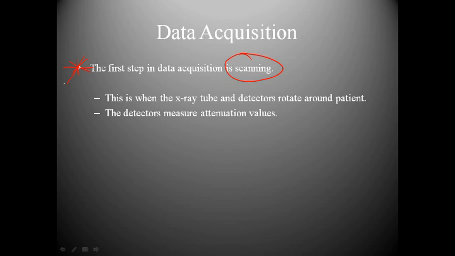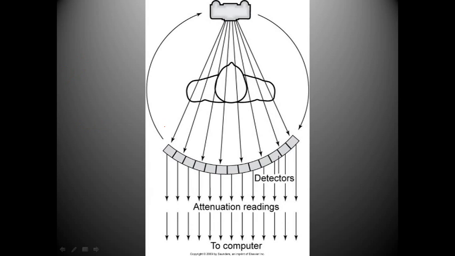This is when the X-ray tube and detectors rotate around the patient, and then X-ray photons are emitted, and the detectors measure attenuation values. So this is very important that the X-ray detectors or the CT detectors measure attenuation values. Without this measurement, CT becomes null and void because you're emitting X-ray photons without having the ability to actually determine what is going on with them. And so we see this being pretty much what happens.